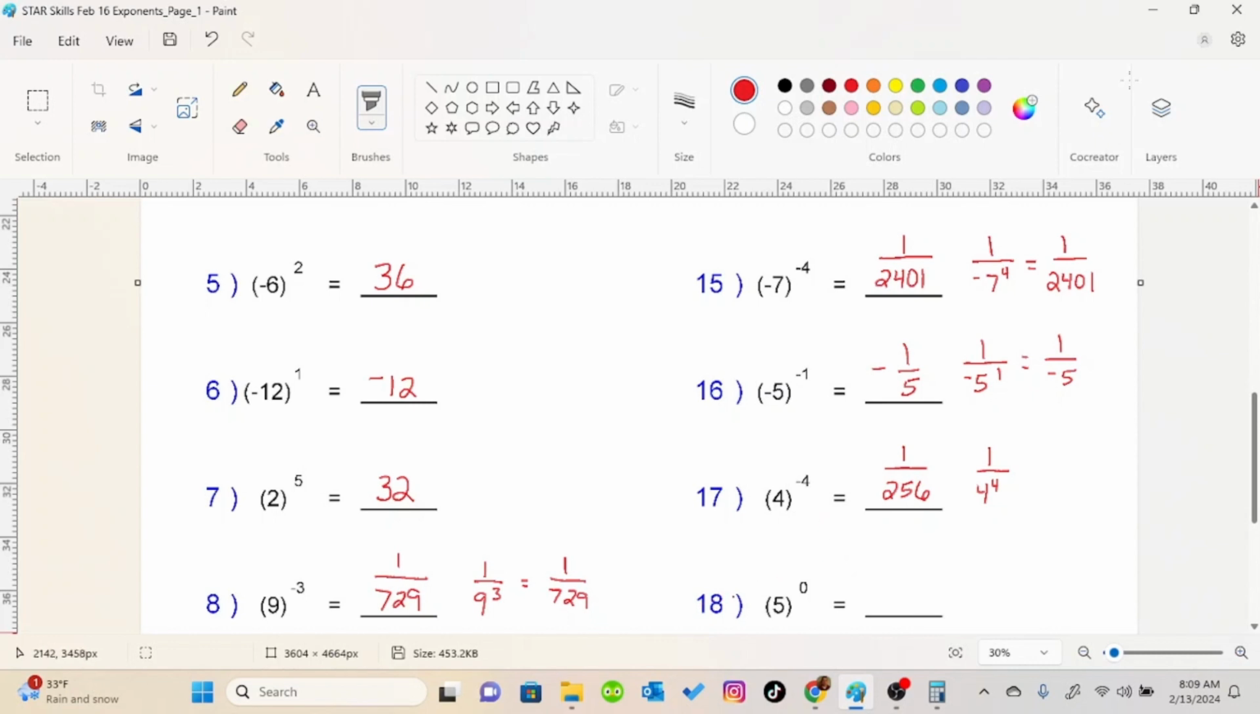Number 18. We have 5 to the power of 0. Anything to the power of 0 is 1.